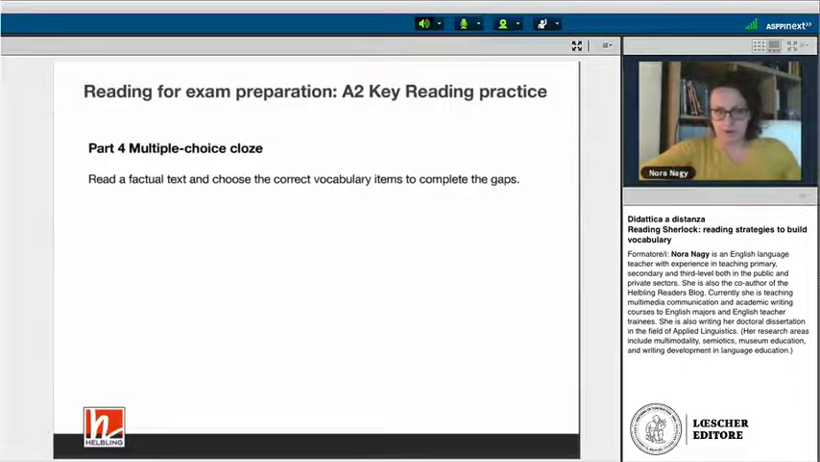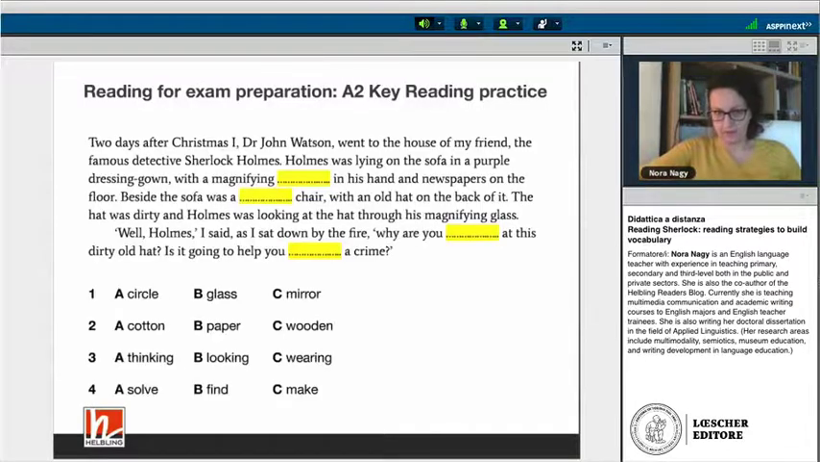After part 1 and part 3, I will show you a typical example for part 4. It's a multiple choice cloze where you have to read a factual text and choose the correct vocabulary items to complete the gaps. So what does it look like? You will get a very short text. You will have 4 questions under it, and you have to pick the right word for each gap.